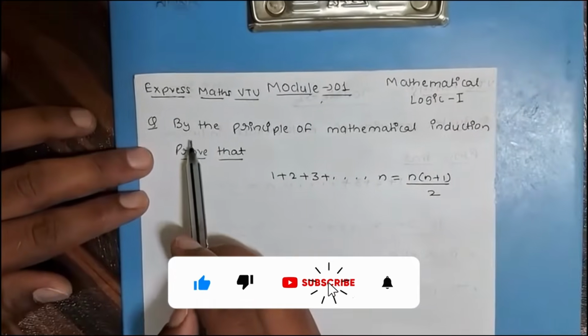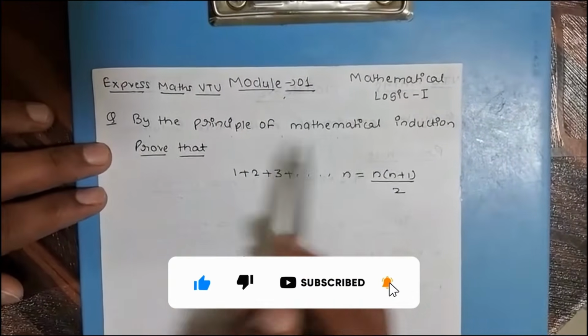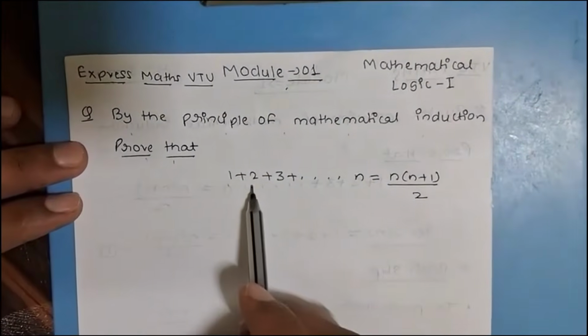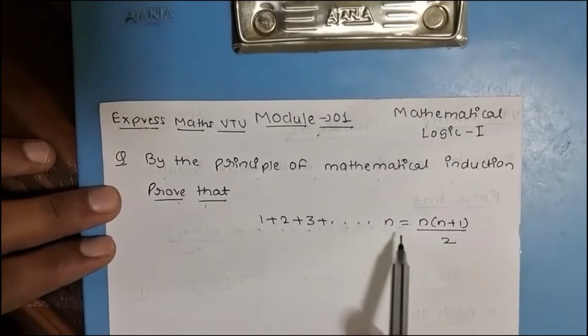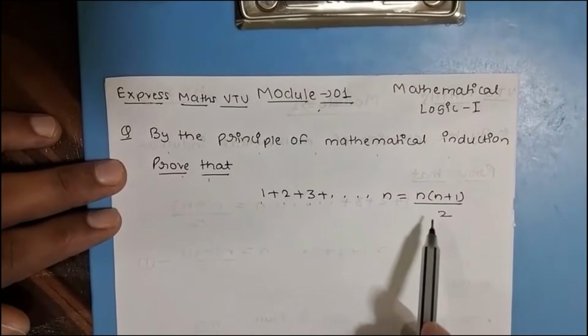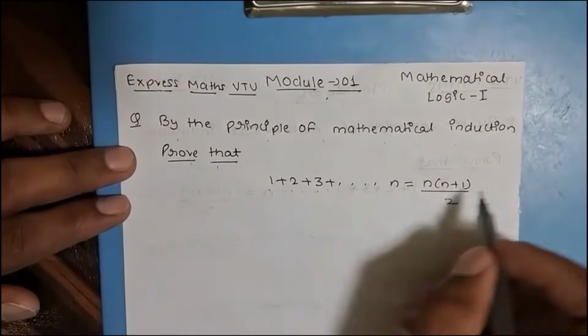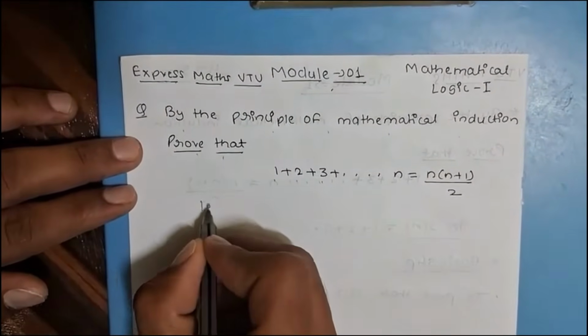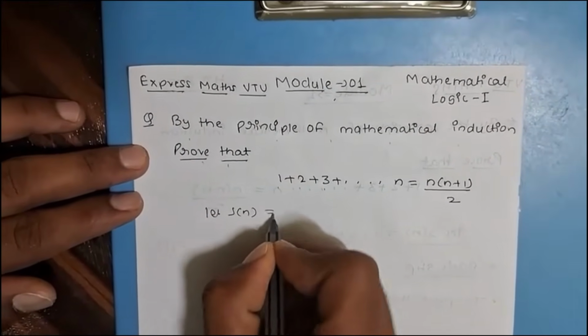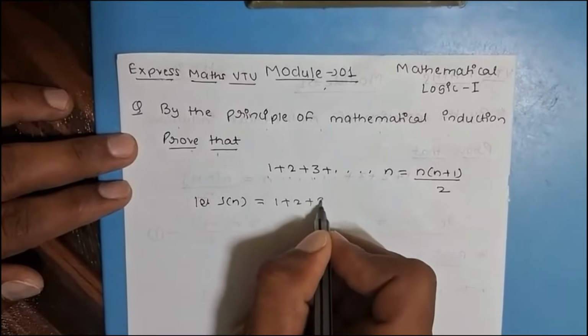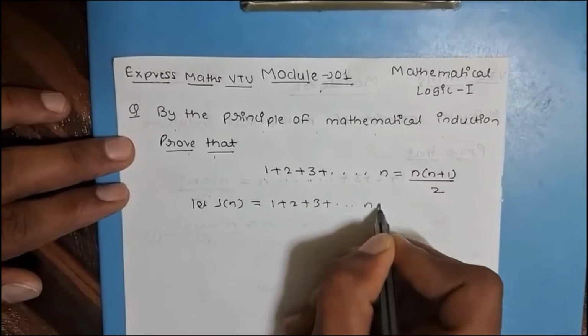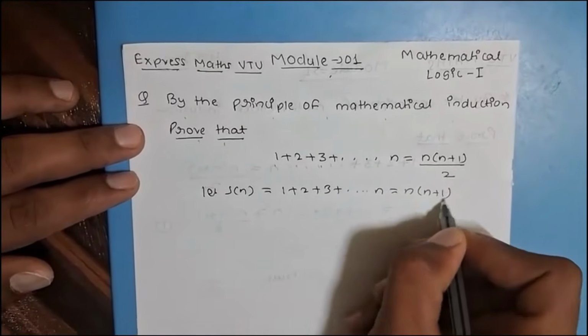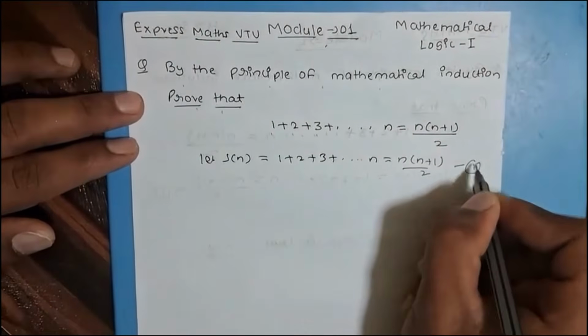The question is, by the principle of mathematical induction, prove that 1 + 2 + 3 + up to n equals n(n+1)/2. So what we have to do? Let this equation be considered as S(n) = 1 + 2 + 3 + up to n = n(n+1)/2. This is our equation first.